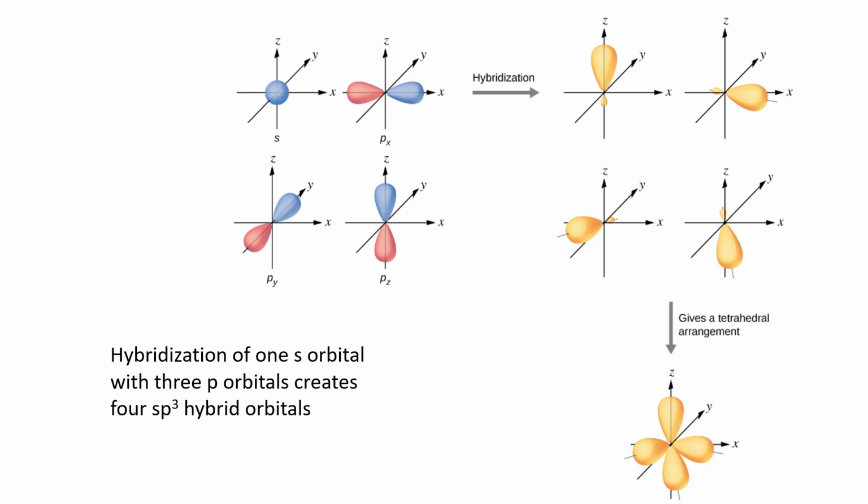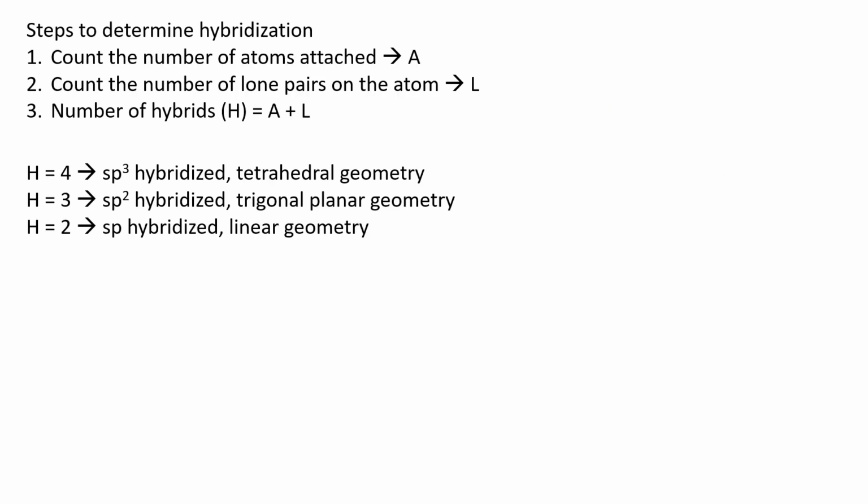So this hybridization gives us 4 sp3 hybrid orbitals. This is great for visualizing how the orbitals mix, what the hybrid orbitals look like, and how they're arranged in 3D space. But how do we transfer this to actual molecules? We have a couple of steps to help us determine hybridization on atoms in molecules.